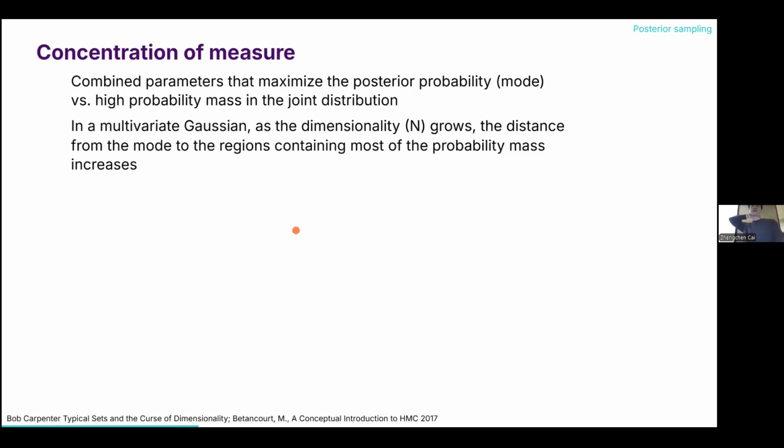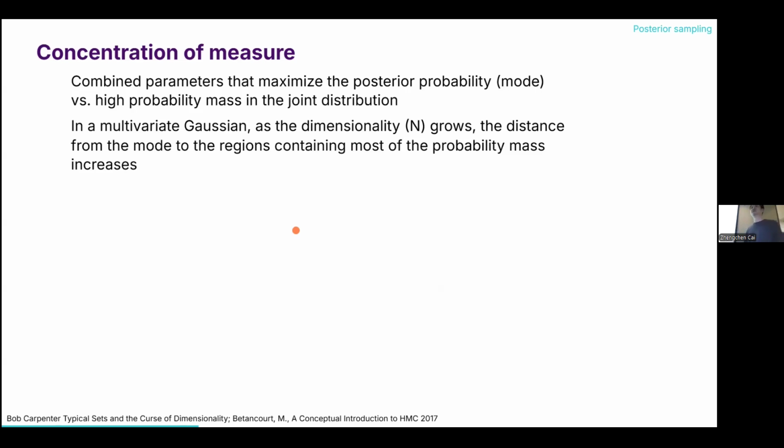Versus the high probability mass of the joint distribution. We want the high probability mass. That's the reason we care, because it's more likely to happen, right? We want to sample that area. So is it true that if you go to the mode, you will sample the high probability region? Actually, it's wrong. And it will get farther and farther from the mode as you increase the dimensionality of your problem. So I give you an example in the multivariate Gaussian case.